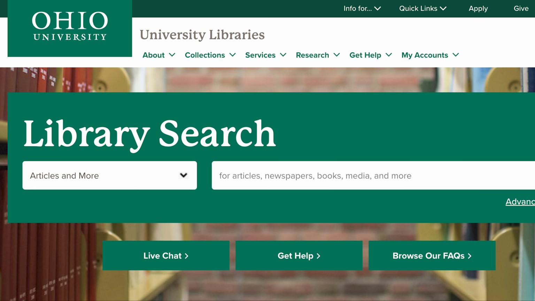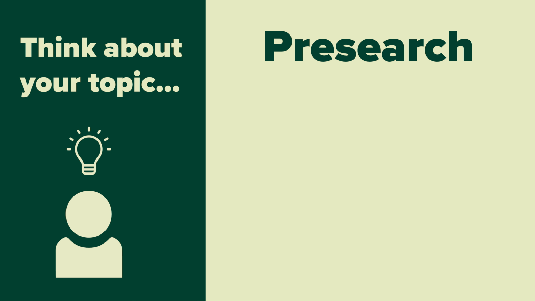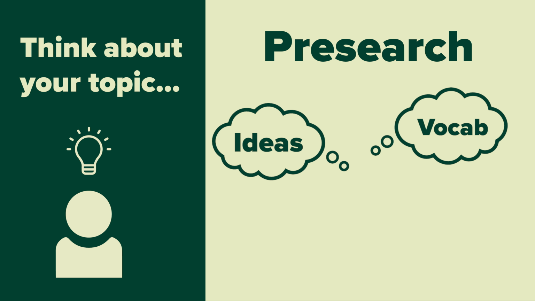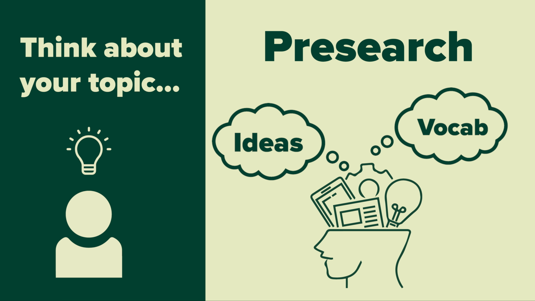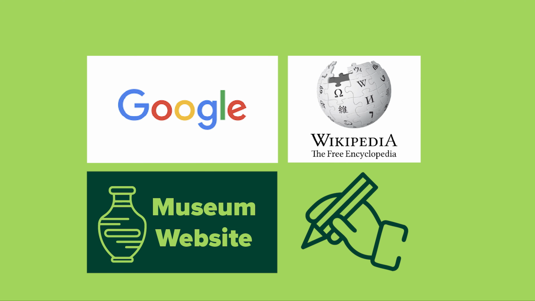Before we can even start searching in the library, it's helpful to spend a few minutes thinking about your topic. This is what we call Presearch, and it's all about gathering ideas and vocabulary that help you find better sources. Presearch can be as simple as looking at Google, Wikipedia, or a museum website just to get you started.